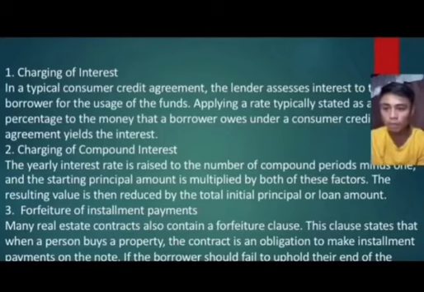Number 3. Forfeiture of the installment payments. Many real estate contracts also contain a forfeiture clause. This clause states that when a person buys a property, the contract is an obligation to make installment payments on the note. If the borrower should fail to uphold the terms of the purchase contract, the seller may end the agreement and reseize the property.